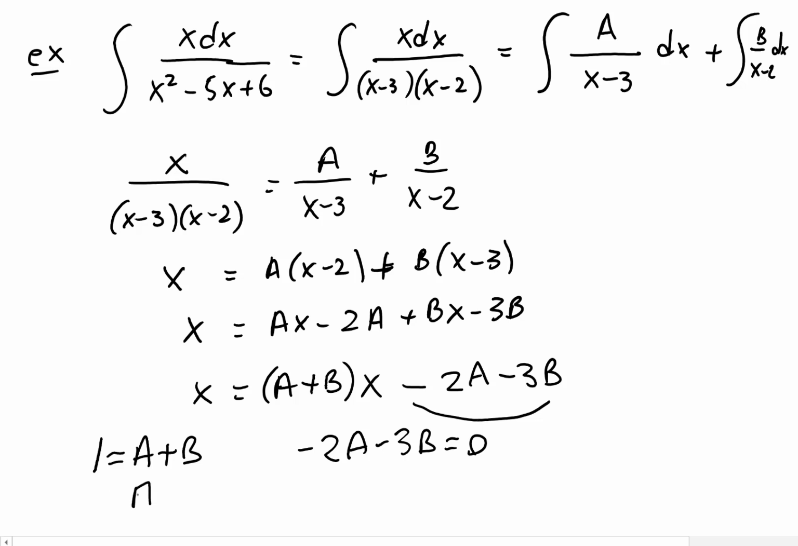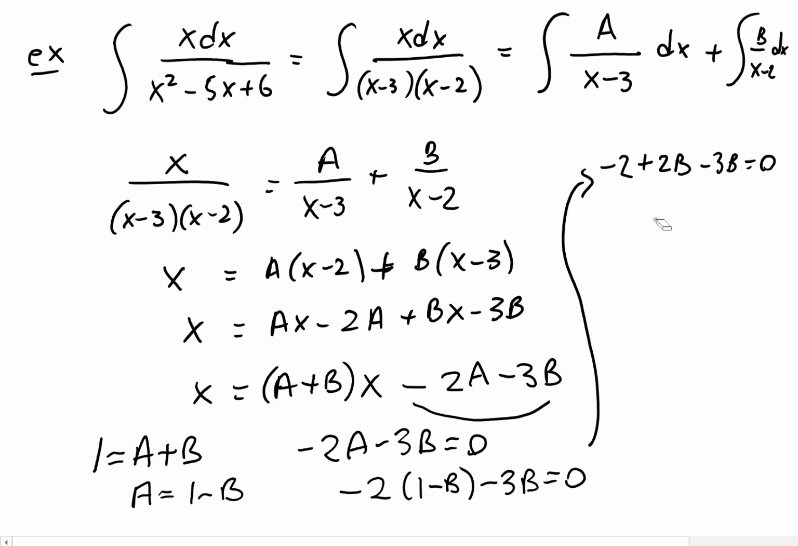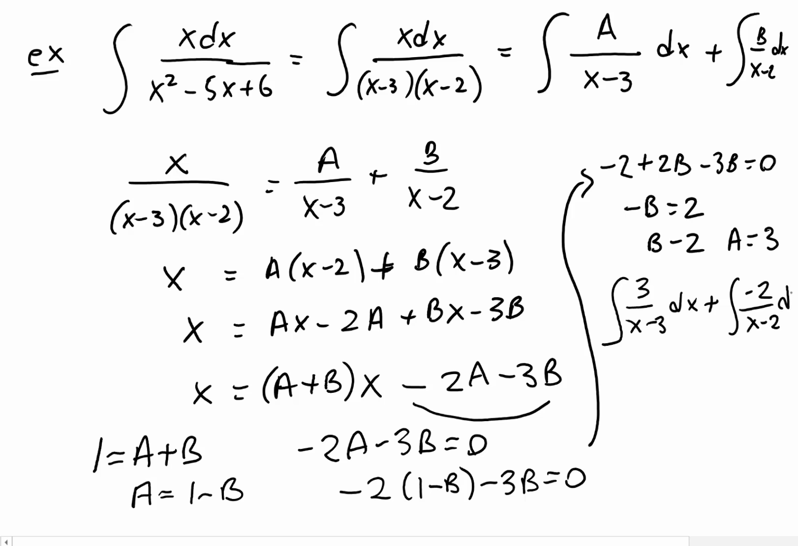Maybe A is equal to 1 minus B, and put that in here. Negative 2 times (1 minus B) minus 3B is 0. Solving this gives negative 2 plus 2B minus 3B equals 0, or negative B equals positive 2, so B is negative 2, and therefore, substituting it back in, A is 1 minus negative 2, so A is 3. And so now I have the integral of 3 over (x - 3) dx plus negative 2 over (x - 2) dx being equivalent to the integral of x dx over x squared minus 5x plus 6.